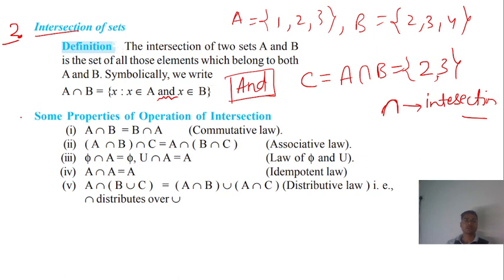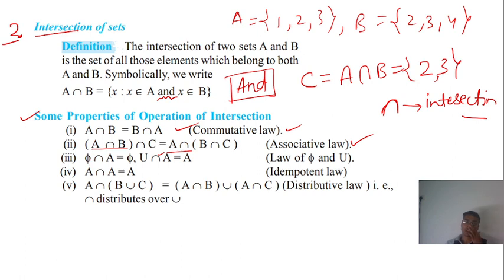There are some properties which I listed for the operation of intersection. A intersection B is equal to B intersection A, so it is again the commutative law. A intersection B and then intersection C is also equal to B intersection C and then intersection A. So it is also the associative law.